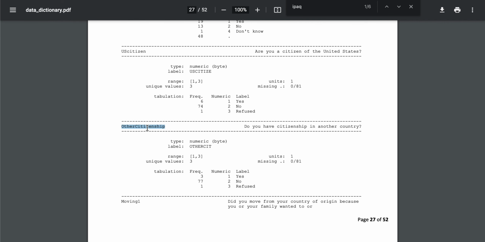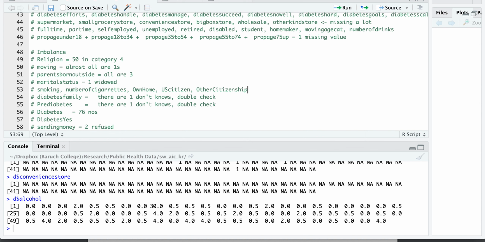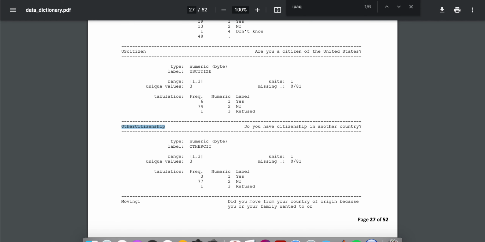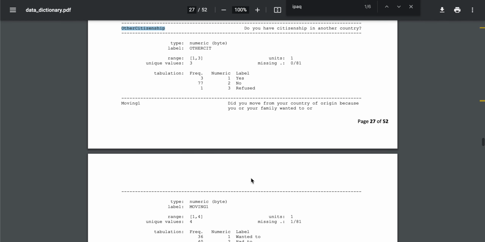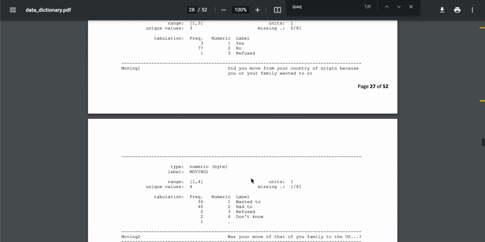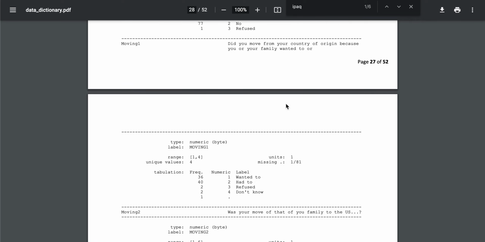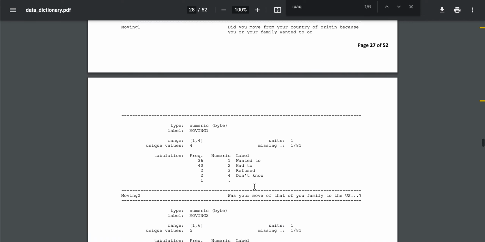Then we have other citizenship. We remove. Then we have moving one. Did you move from your country of origin because your family wanted to or... yeah, we have to look at this question, but for now there's one missing. There's don't know, refuse, had to, wanted to.